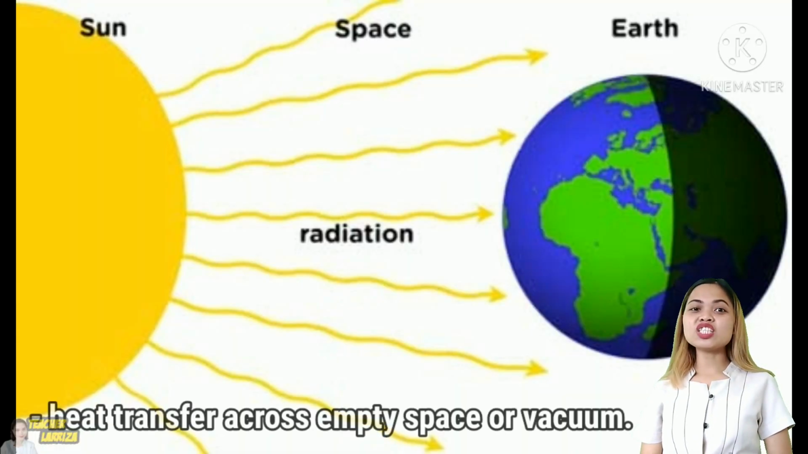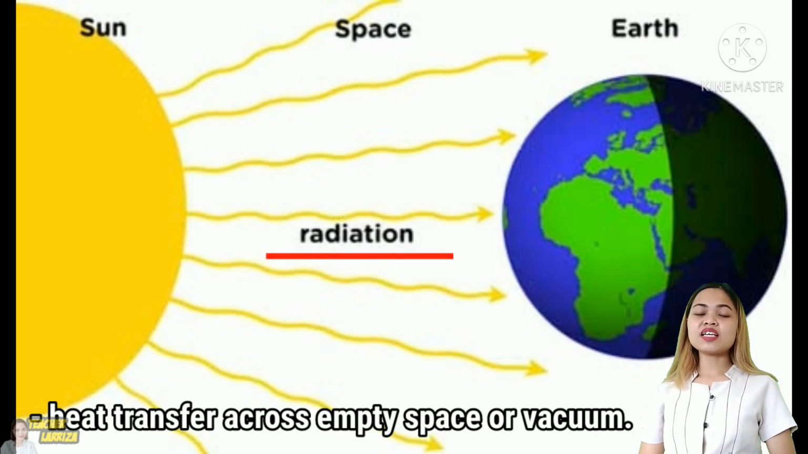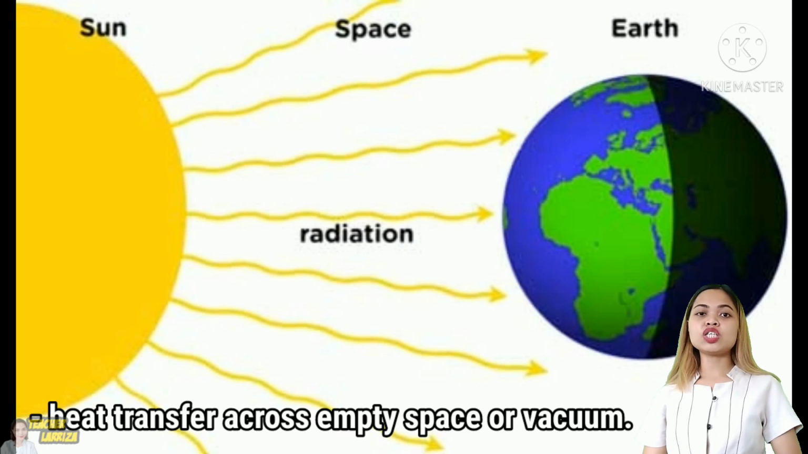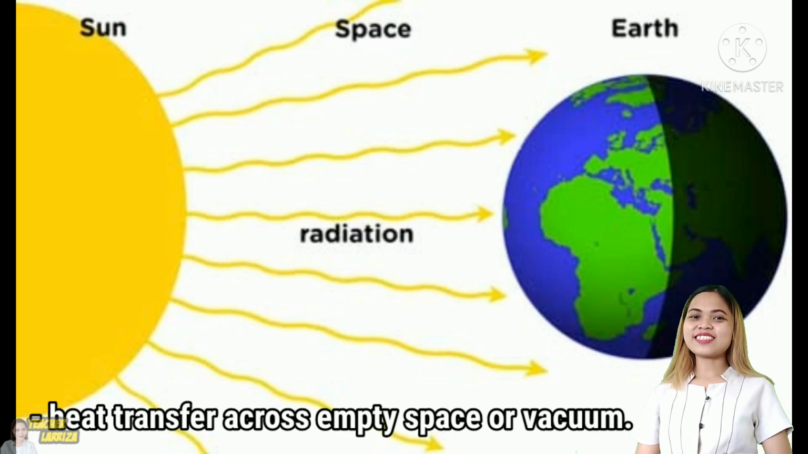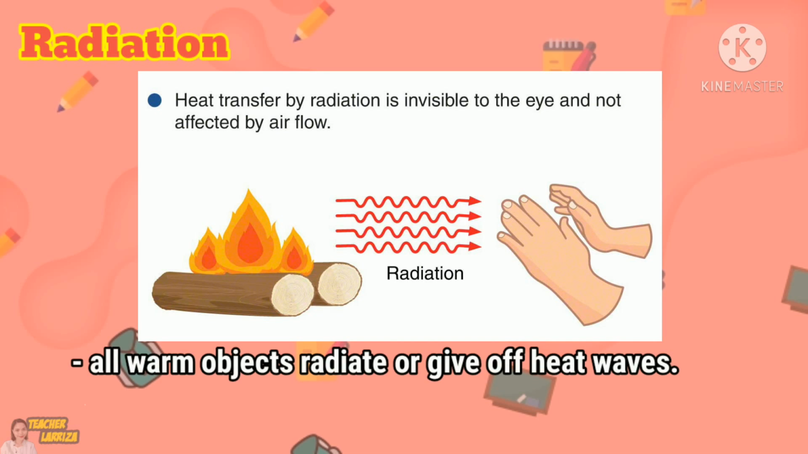Heat can also be transferred across empty space or vacuum. This is called radiation. Ang radiation ay hindi nakadepende sa presensya ng matter para mai-transfer ang heat. The heat we receive from the sun is radiant energy. Ito ay nagtra-travel from the sun as waves through space. Ang heat transfer by radiation ay hindi nakikita ng ating mga mata at hindi naman naapektuhan ng airflow. Lahat ng warm objects ay nag-give off ng heat waves.